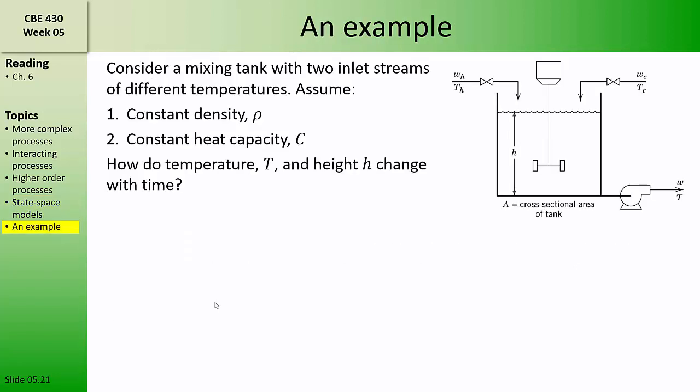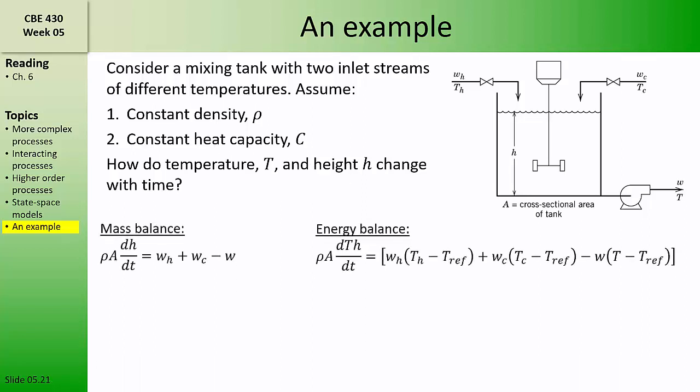Let's consider an example that we can write in the state space form. Here we have a mixing tank with two inlet streams. There's a hot stream with flow rate W_H and temperature T_H, and a cold stream with flow rate W_C and temperature T_C. We'll assume that the tank operates at constant density and heat capacity. And then we'll ask, how do the temperature T and height h change with time? So T and h will be the output variables from our model.